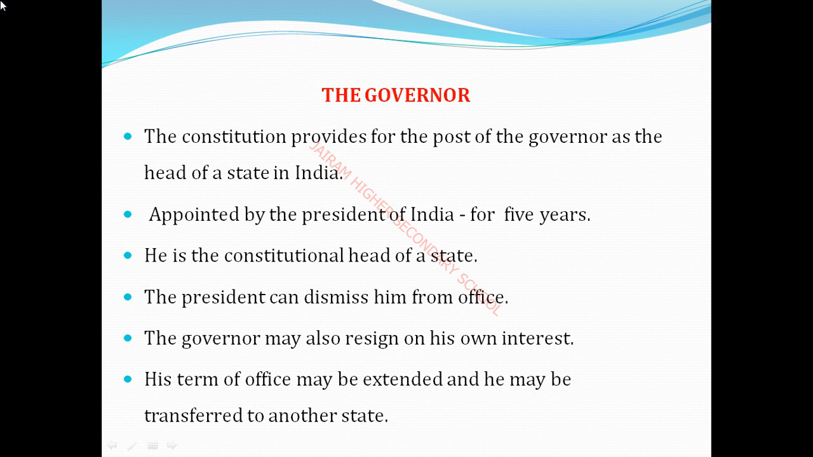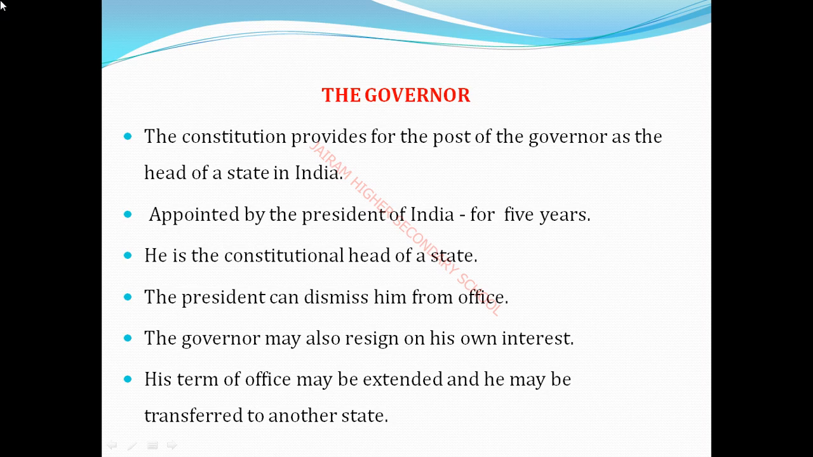The President can dismiss the governor from his office at any time, if mistakes are done by the governor. He has full rights to be taken over from his post. The governor may also resign of his own interest.